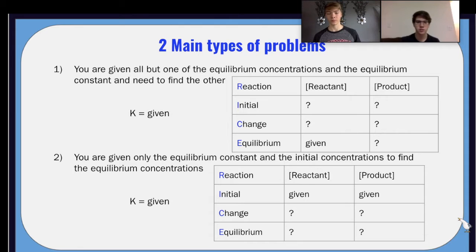So in this section, you'll notice that there are two types of problems. There'll be one problem where you're given the equilibrium constant and all but one of the equilibrium concentrations or pressures, and you'll need to use the information given to find the other equilibrium concentration or pressure. The second problem you'll see is when you are given all of the initial concentrations and the equilibrium constant, and you need to find the equilibrium concentrations or pressures with the information you're given.